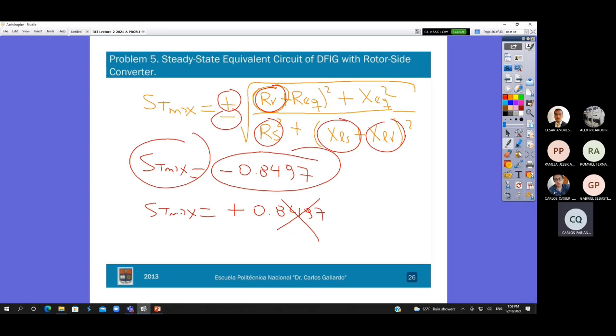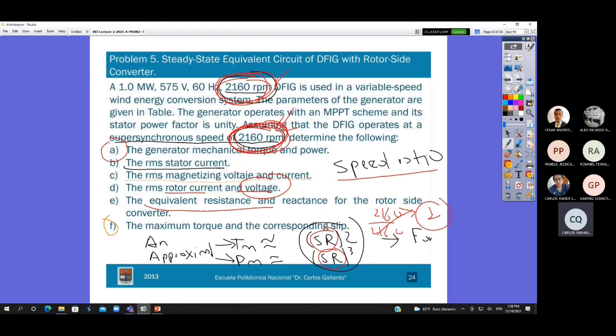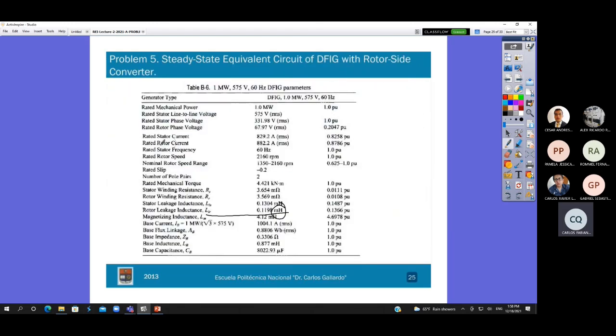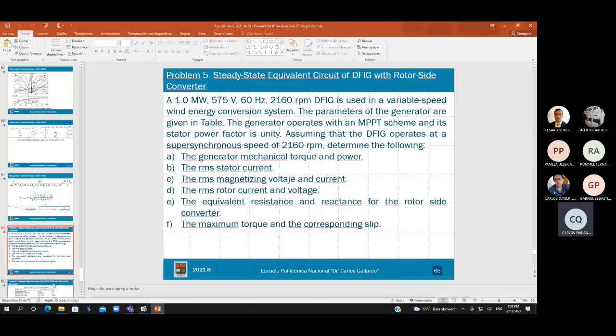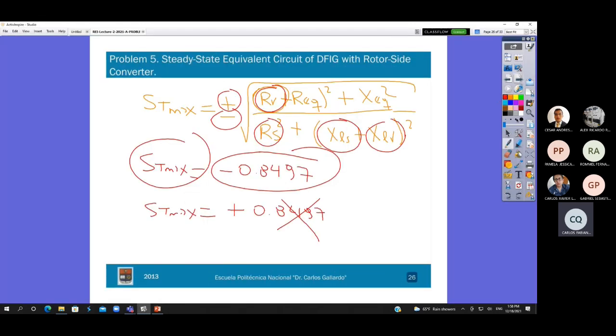Okay, so finally, let's compute the maximum torque. In order to compute the maximum torque, we have already derived this equation. Once again, let's analyze what the stator voltage is. The stator voltage is the line to neutral voltage. I want to use this equation in order to compute the maximum electromagnetic torque. So let's analyze the data.